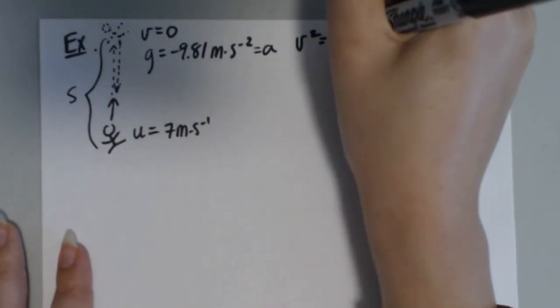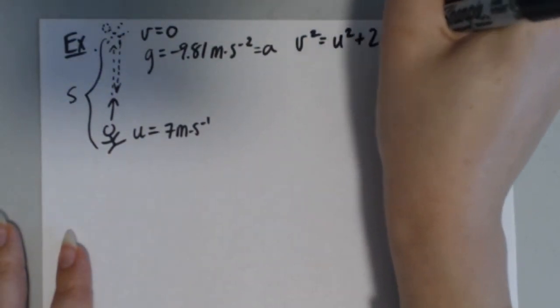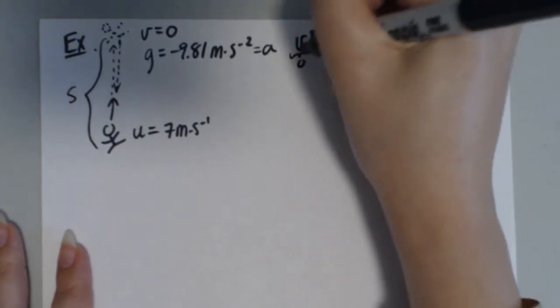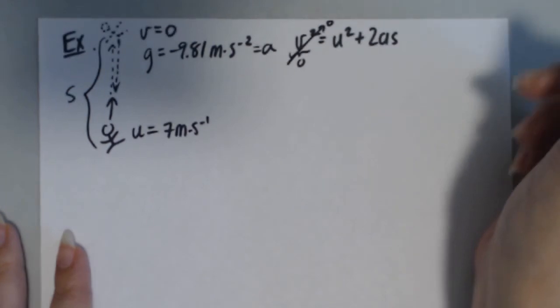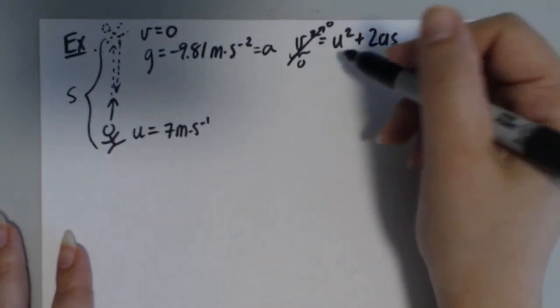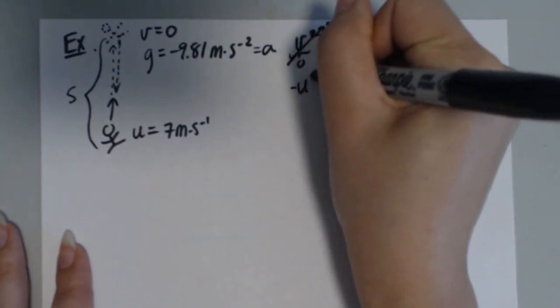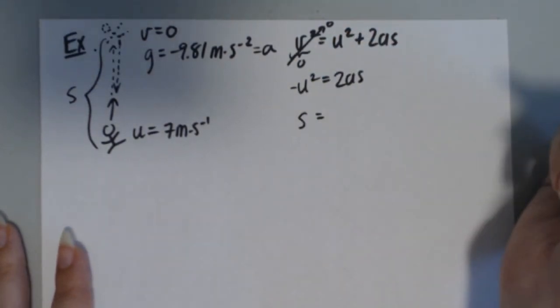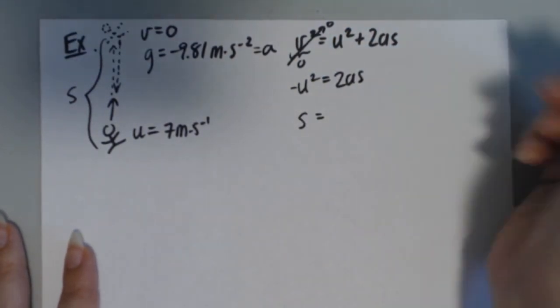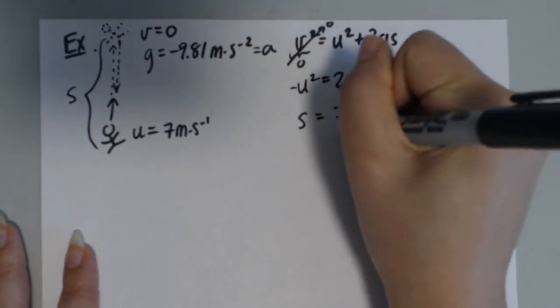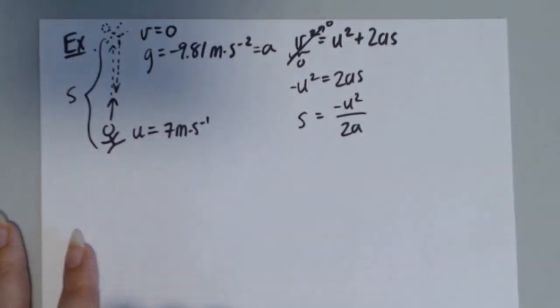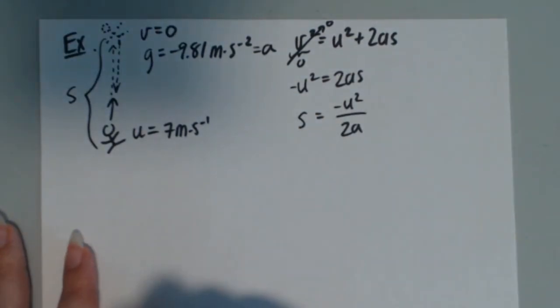So V squared equals U squared plus 2AS. Okay, so V is 0, so that's gone. We're looking for S, so what I'm going to do is take the U to the left, so negative U squared equals 2AS, and then you're going to divide both sides by 2A. So this is negative U squared over 2A, and all I did was I just switched the sides. I brought the 2AS to the left and the negative U squared to the right.